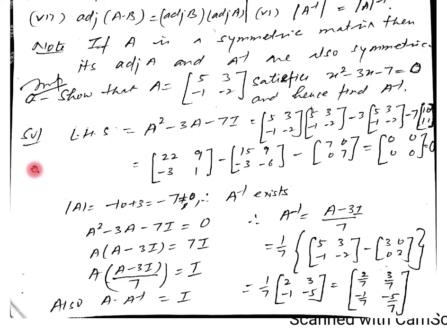So this is all about today's lecture. Today we have learned how to find minors of the elements of a square matrix, then cofactors, then the adjoint of a matrix, then the inverse of a matrix and their properties, and by the application of all these we can try the exercise questions.